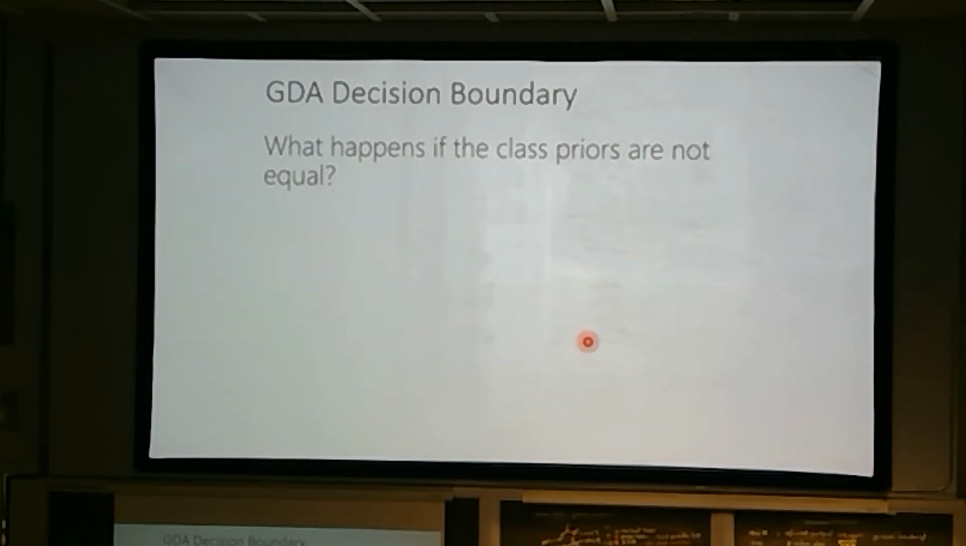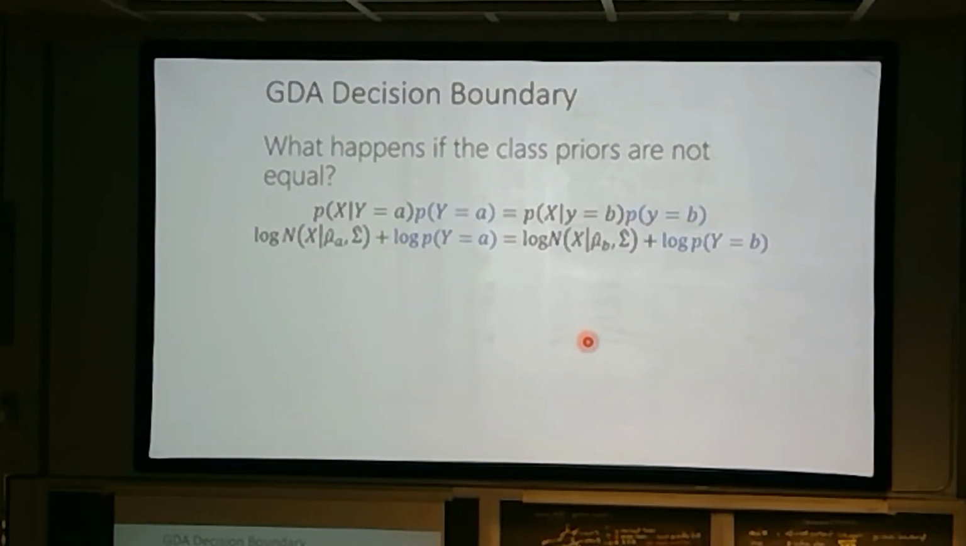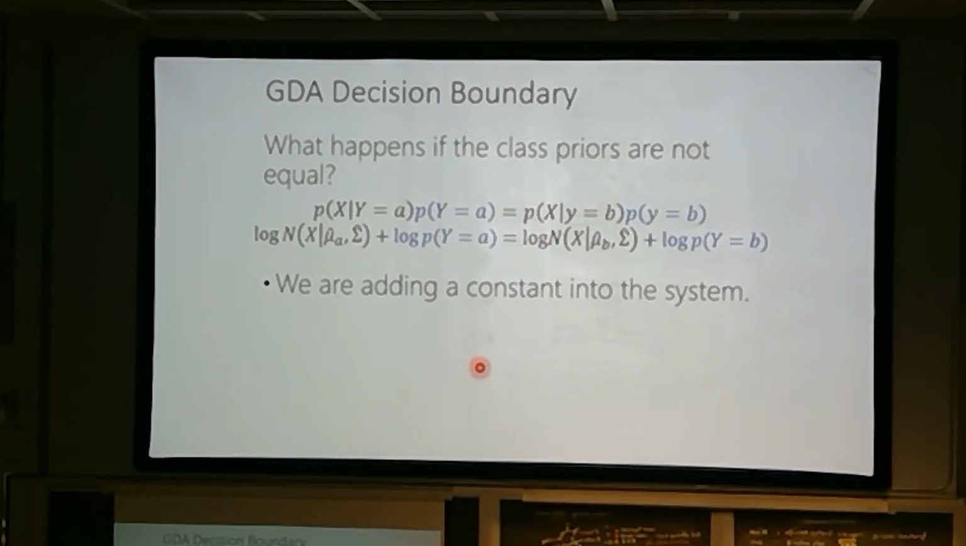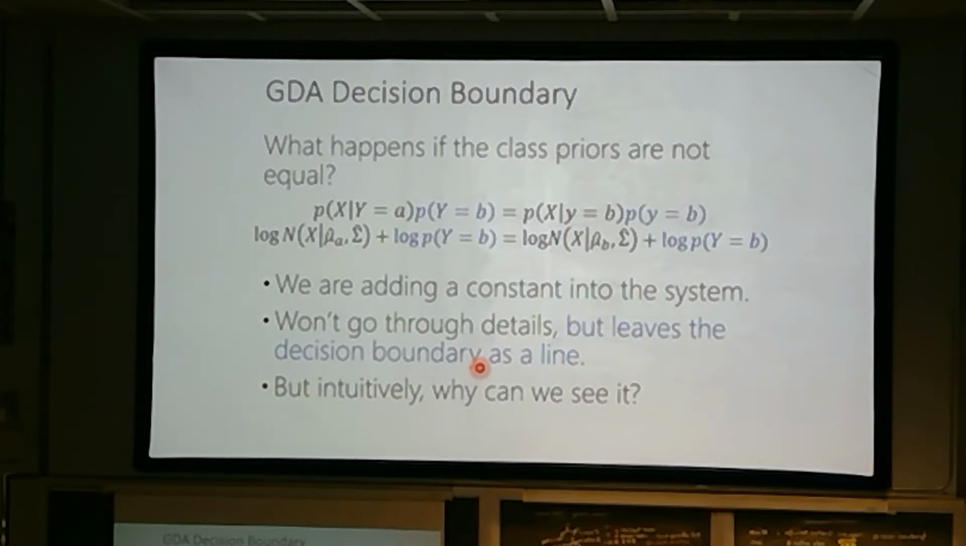So first you can say, what happens if the class priors are not equal? Before these two things were canceling out, but if I leave them in, then I have to leave them in the equality. But we're really just adding a constant to the system. So I won't go through the details, but it leaves the decision boundary the same in terms of the fact that it's a line. It's not the same line, but it is still a line.